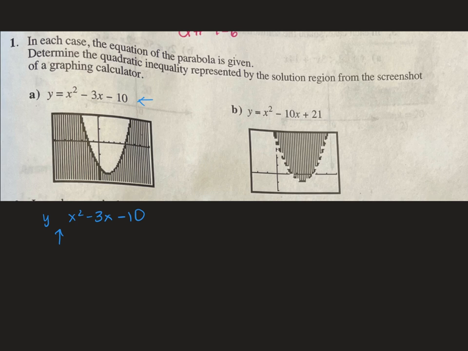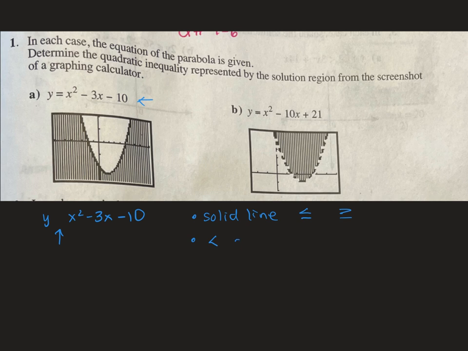Now, there's two things to consider for that. And one is if you have a solid line, that means your inequality symbol would have an equal to on it. So it could be less than or equal to or greater than or equal to, but most importantly, it has the equal to.